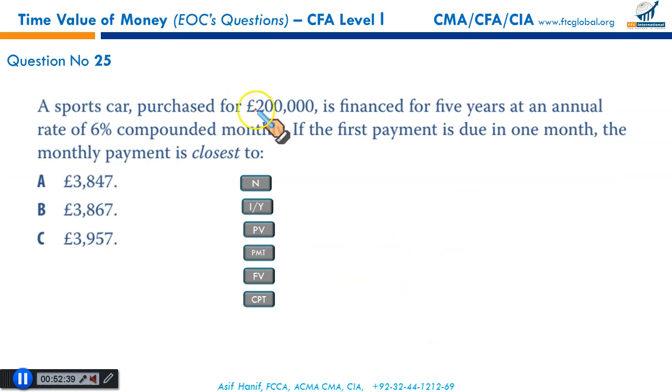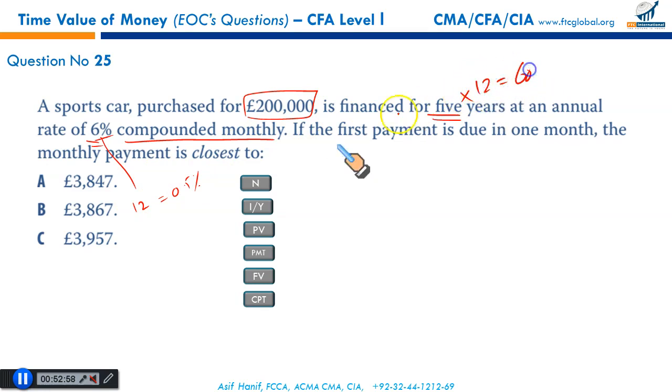A sports car purchased for £200,000 is financed for 5 years at an annual rate of 6% compounded monthly. That means 6 upon 12, that'll give you 0.5%. 5 years will contain how many periodic payments? 12 times 5, that's 60. So N is 60. Interest rate per period 0.5. This is the cost of the car now. This is PV. Future value 0.